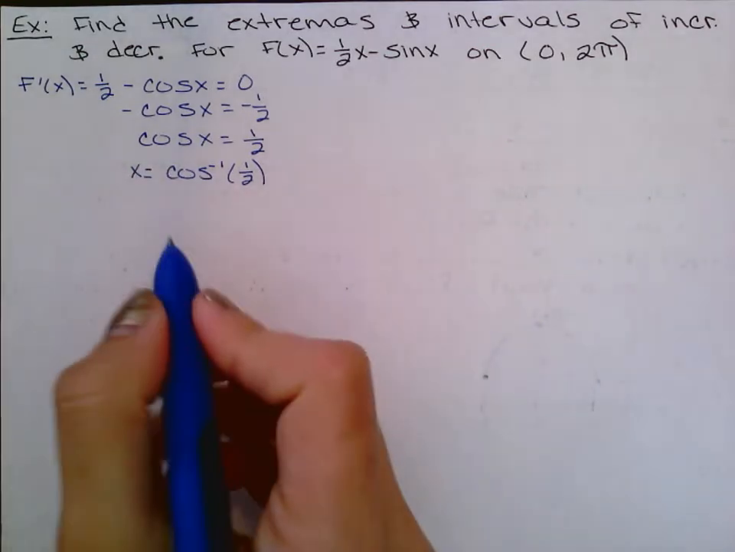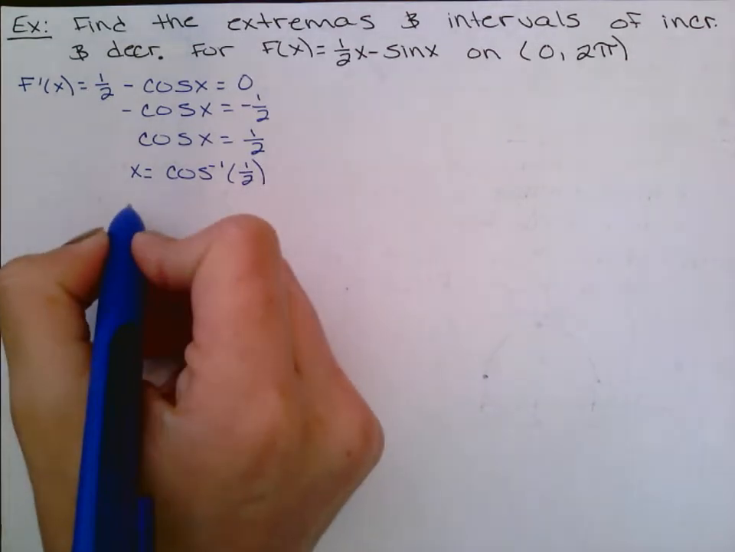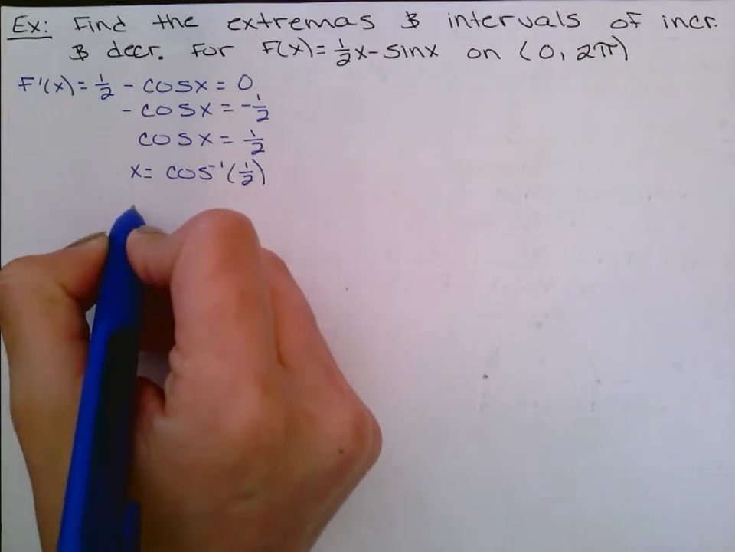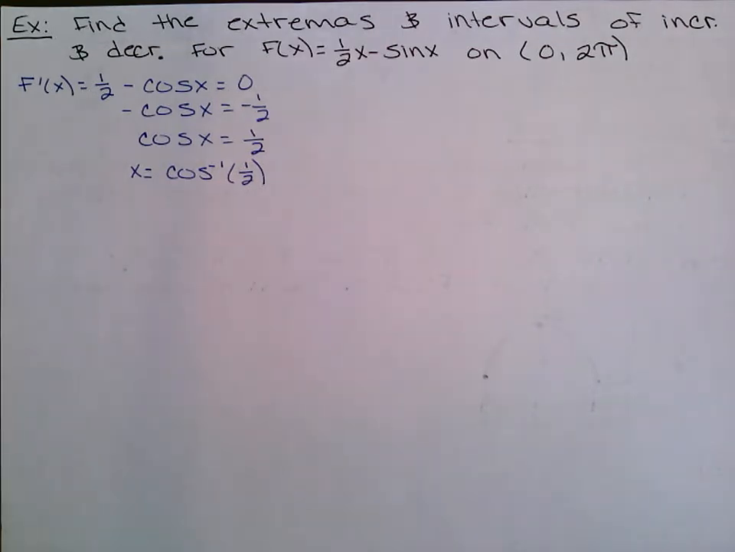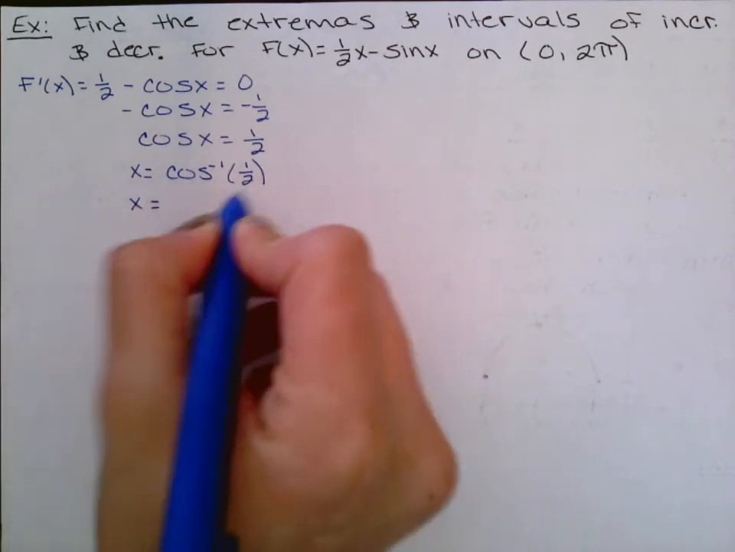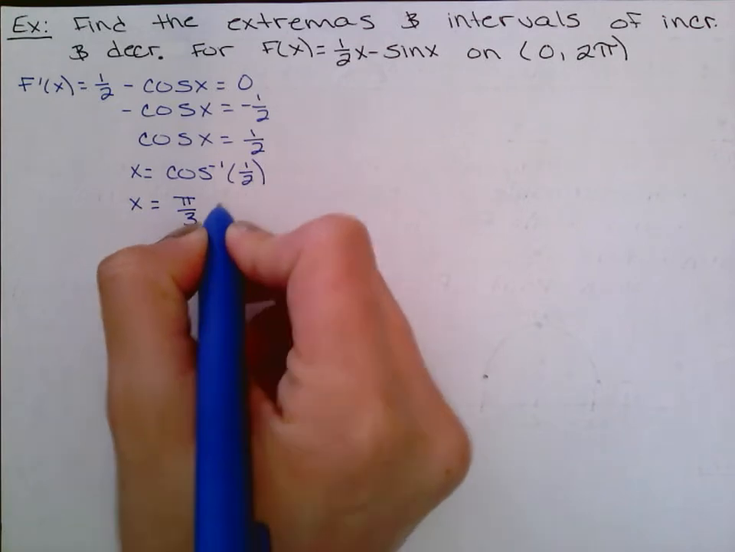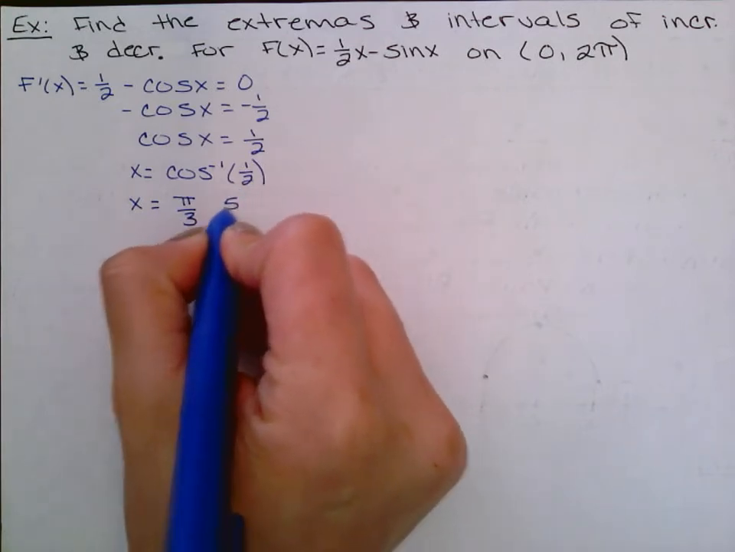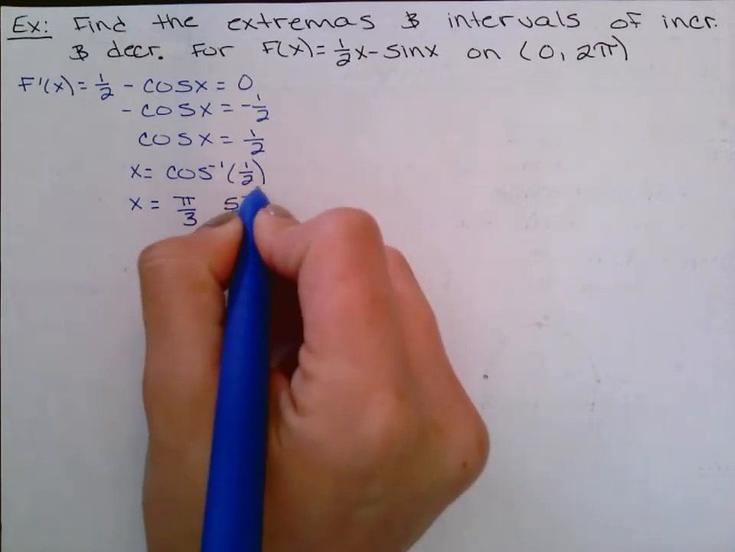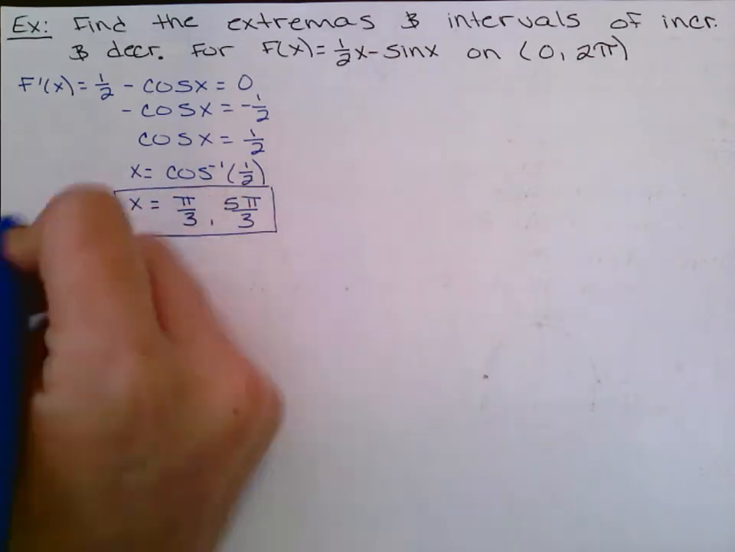Now, this is where you're going to be thinking of your unit circle. So cosine is equal to 1/2 on the over 3's, and cosine is positive in quadrant 1 and in quadrant 4. So cosine is equal to 1/2 at pi over 3, that's quadrant 1, and at 5 pi over 3, that is in quadrant 4. Okay, so these are my critical numbers.